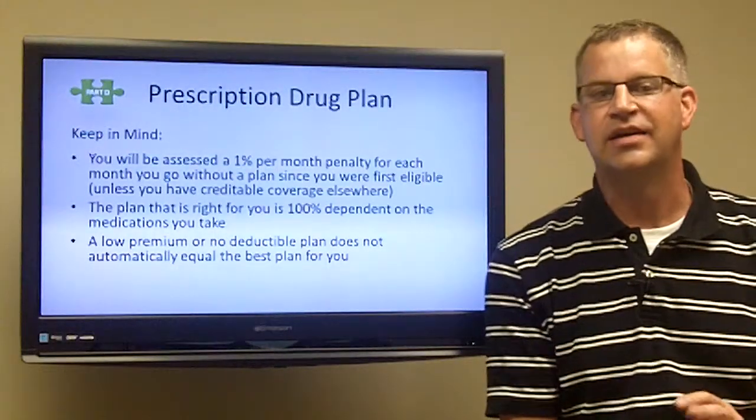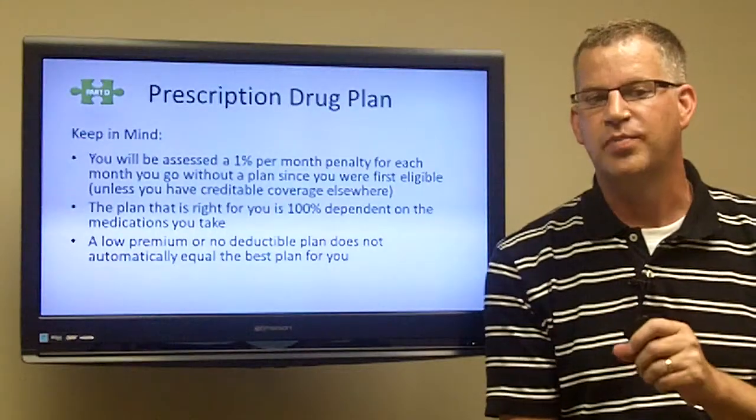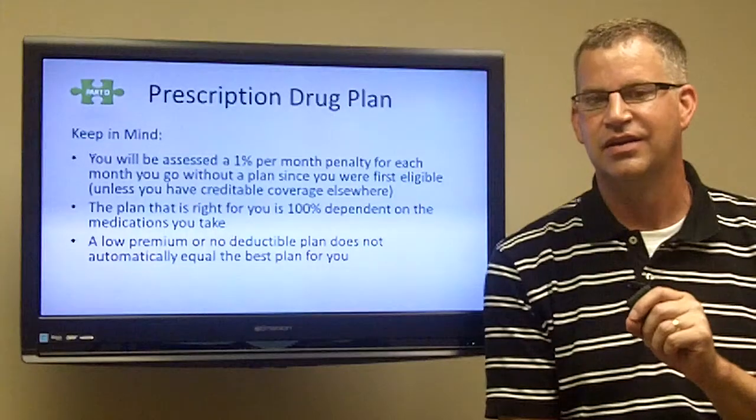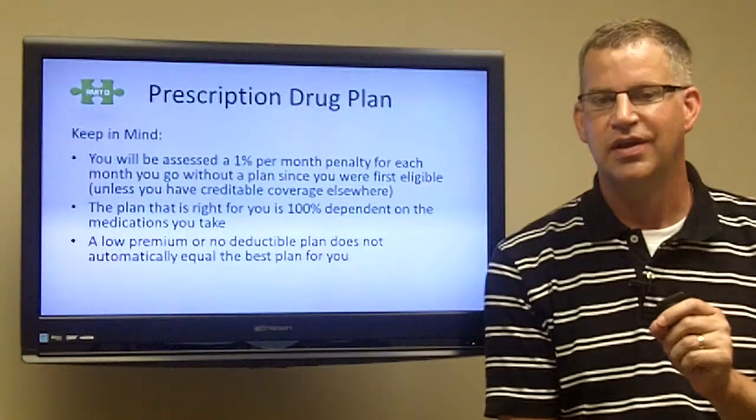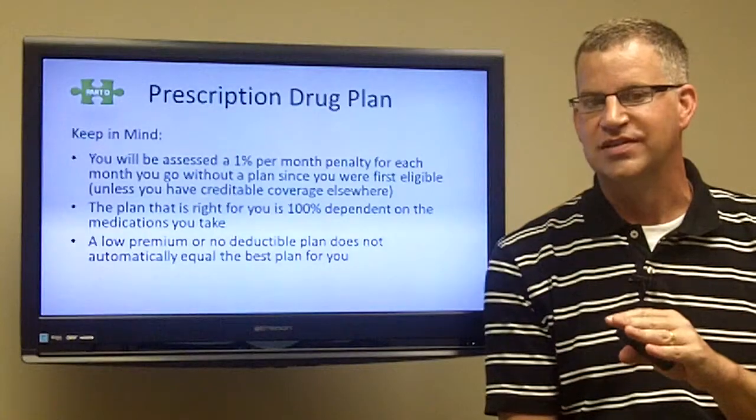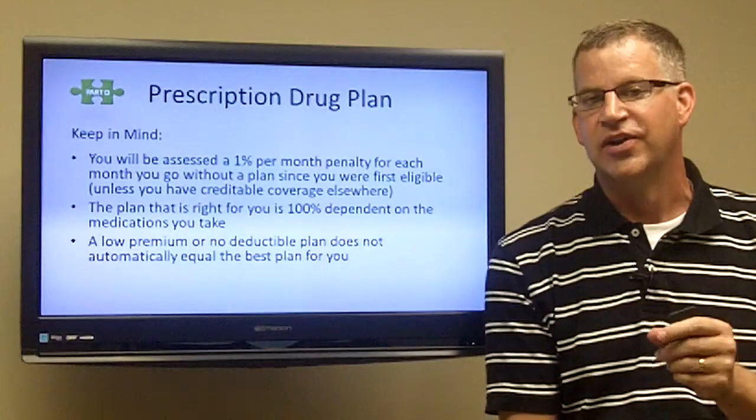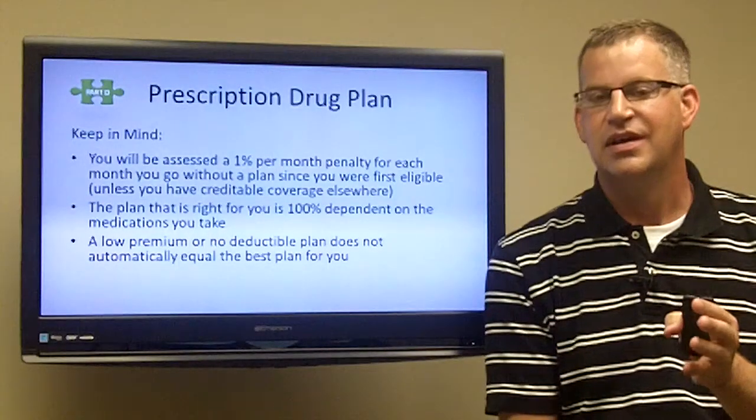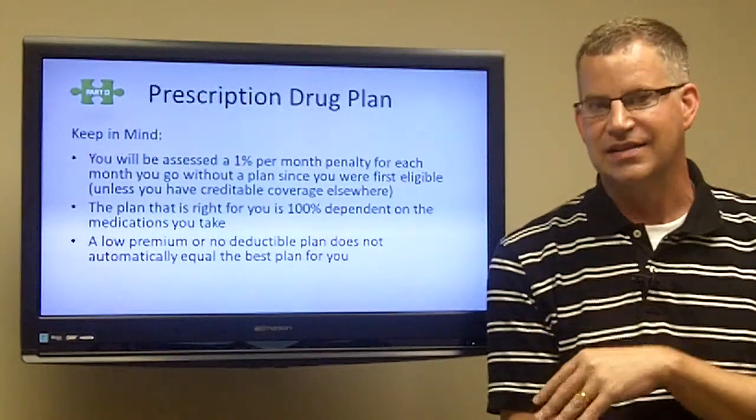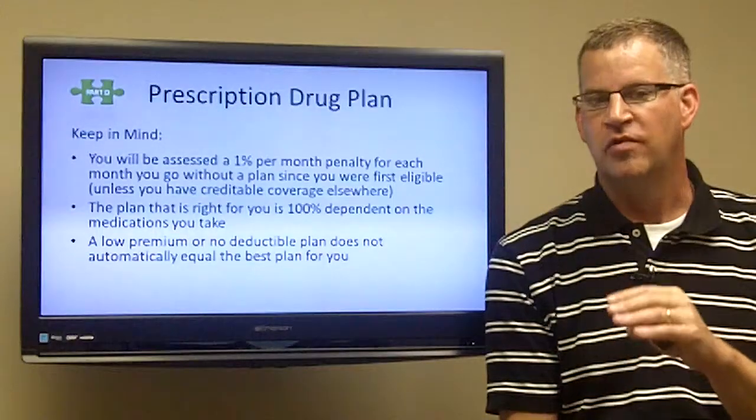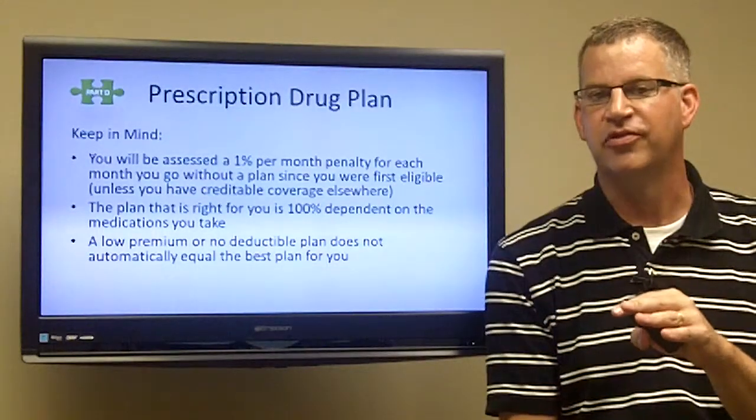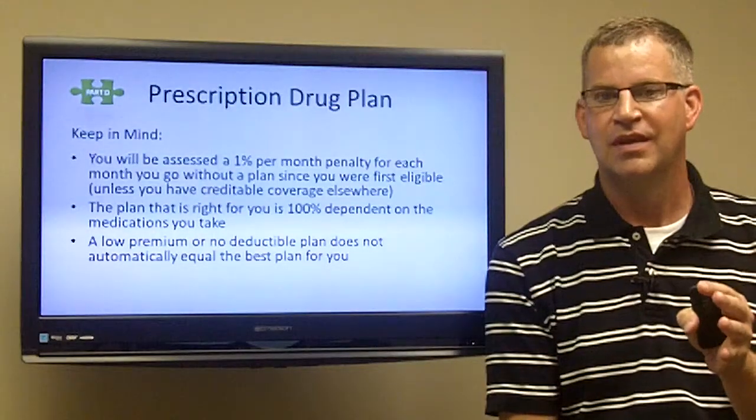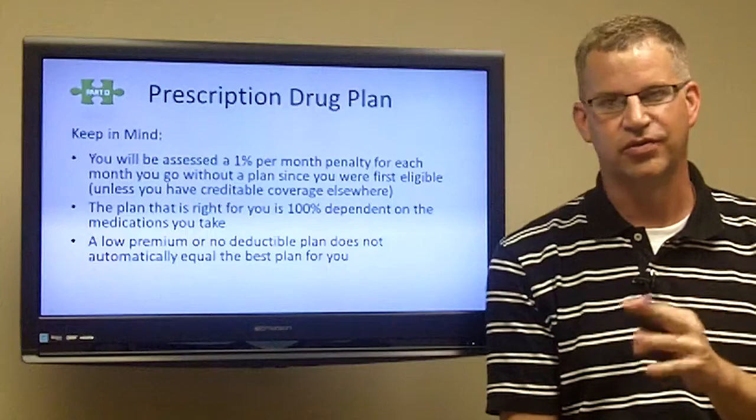Other things to keep in mind: you will be assessed a 1% per month penalty for each month that you go without a plan since you were first eligible. That's important because that can add up very quickly. For instance, let's say you didn't get into a plan when you were first eligible at age 65 and you waited 12 months and you got in the next year. You would pay a 12% higher premium for your plan than everybody else is paying for the same exact plan. And that penalty will be assessed for the rest of your life.